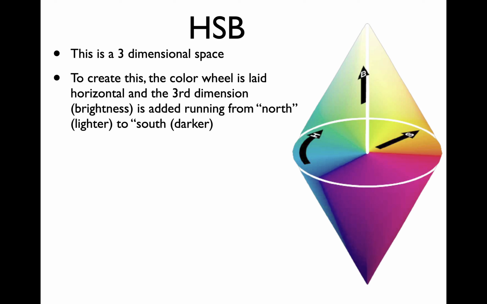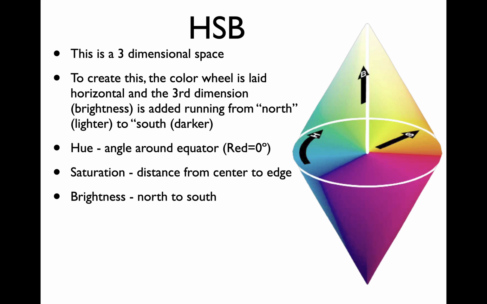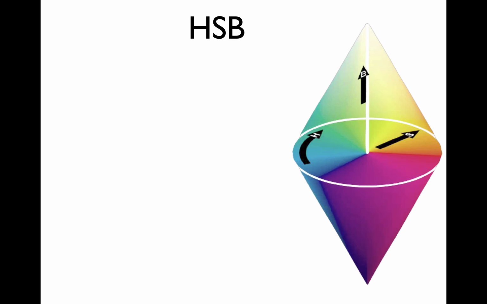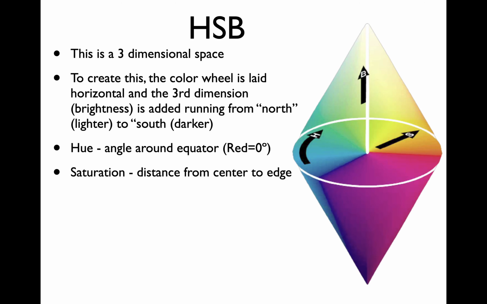To create it, the wheel is laid on its horizontal line, and the 3rd dimension is brightness running from what I call the north, which is the lighter pole, to the south pole. I just use that as a metaphor. Hue is still going around the equator, if we think about this as that globe metaphor. Saturation is from the center out, so the center right here is completely desaturated. This area out to the very edge is the most saturated. And then brightness goes from north to south.